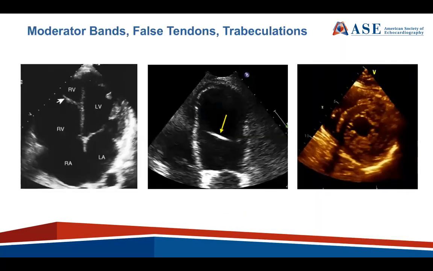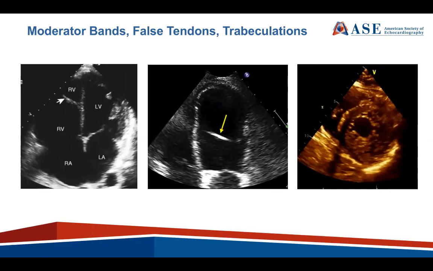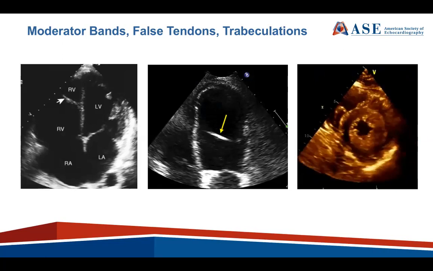Now, moderator bands in the right and left ventricle. The moderator band in the right ventricle is a muscular band of heart tissue found in the right ventricle of the heart. This is shown in the left-hand figure. And in the middle figure, you see a false tendon of the left ventricle. Sometimes it can be mistaken as masses.